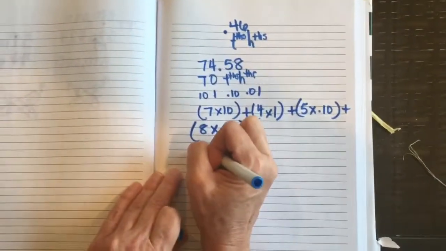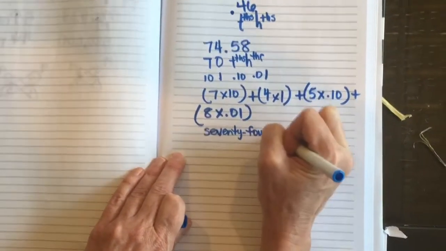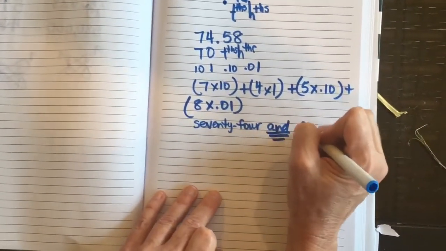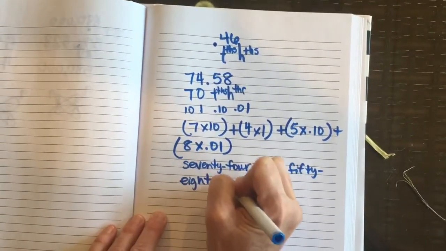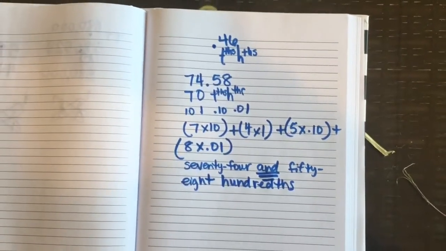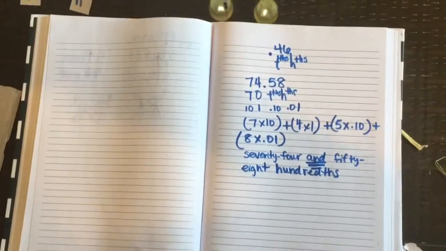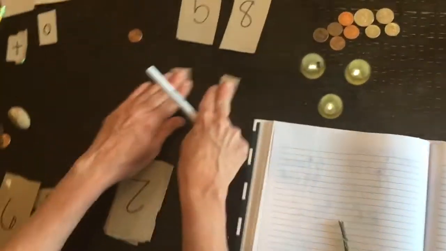So you might want to say 74 and, remember and means your decimal point, 58 hundredths. So you might want to practice 2 of those. And then I want you to get your sticks back out or get some pencils. And I want you to make, you could even use your penny for your decimal point.